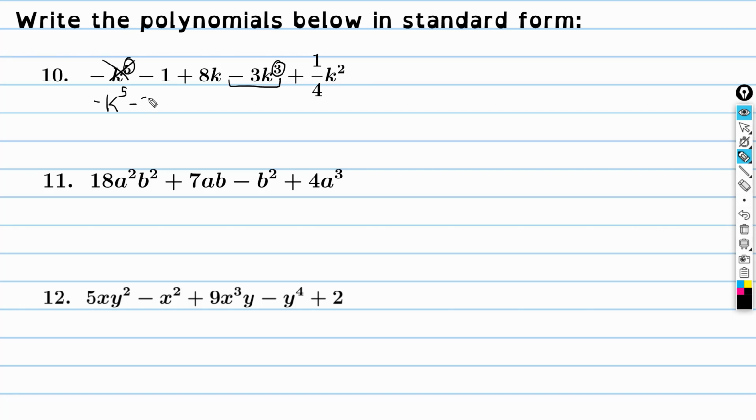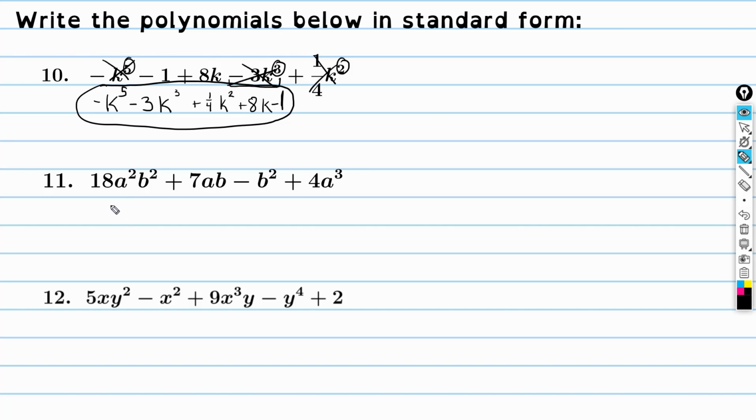So -3k cubed. That's gone. Now the next one is squared. Plus 1/4 k squared. That's gone. Now plus 8k and then -1. And that's your answer. We will write it in standard form with the exponents decreasing.